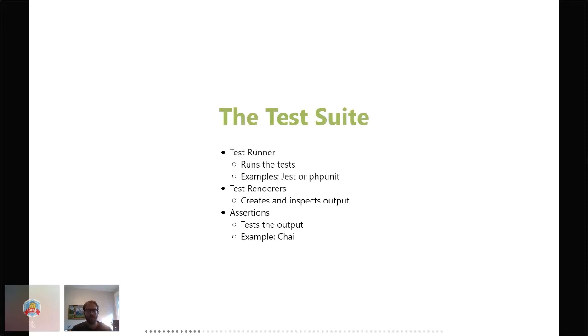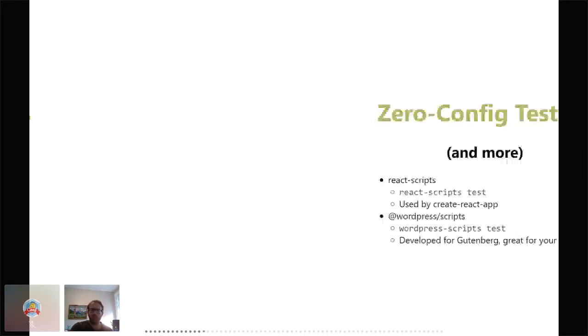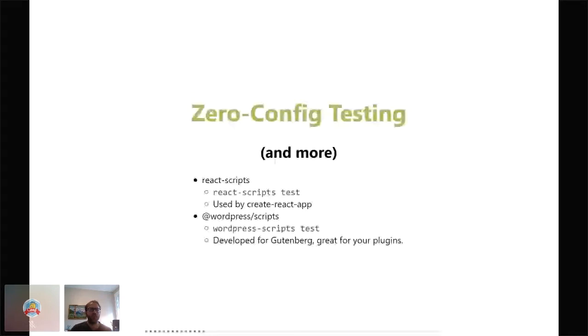And then we'll need to do assertions. We want to test that the output is what we expect it to be. Chai is probably the most popular assertion library for JavaScript. And there are a bunch of those out there. And there are alternatives to Jest. But we're going to use Jest because it's what WordPress uses and Create React App uses.